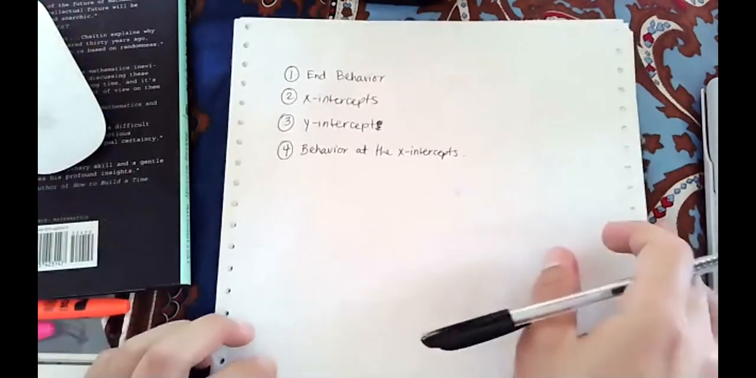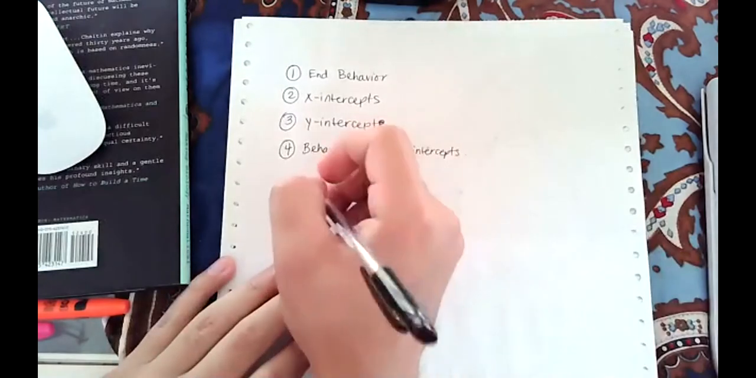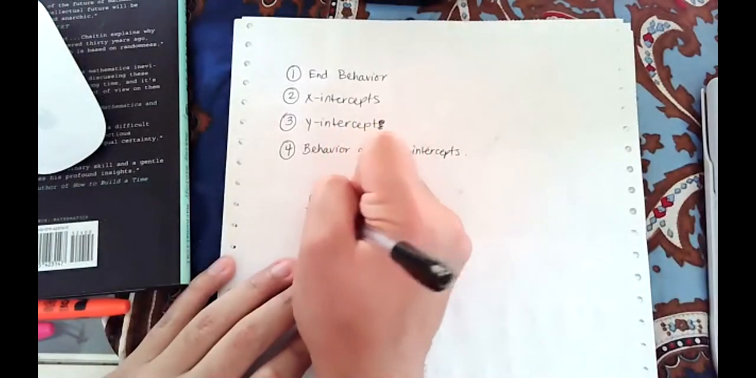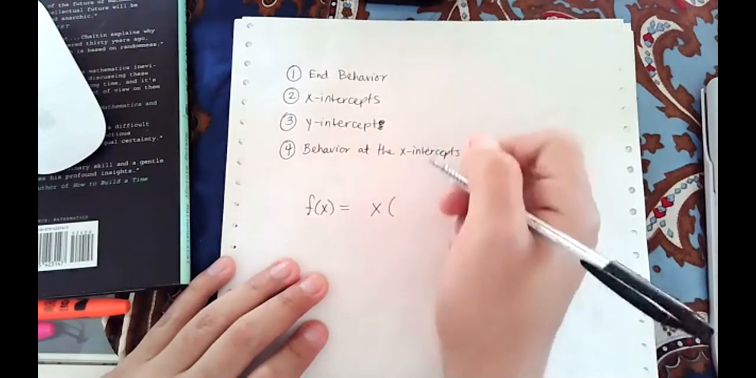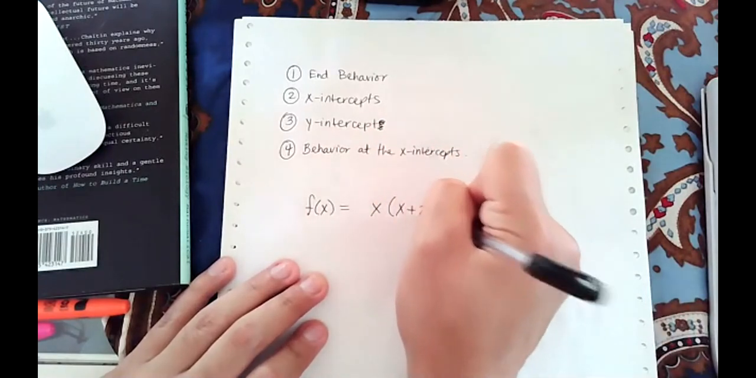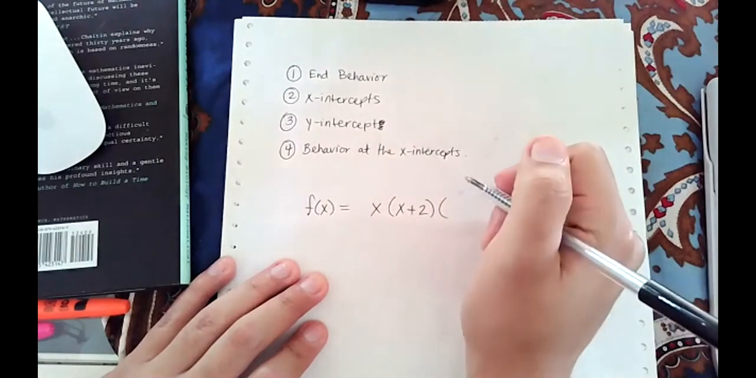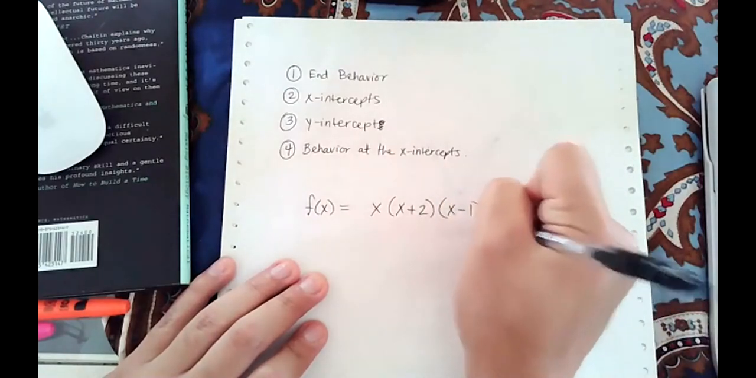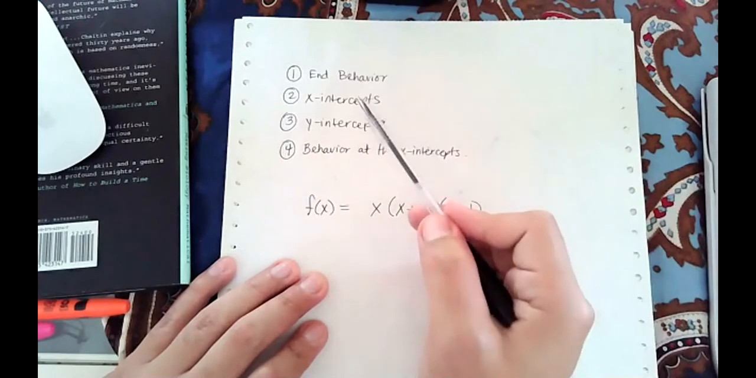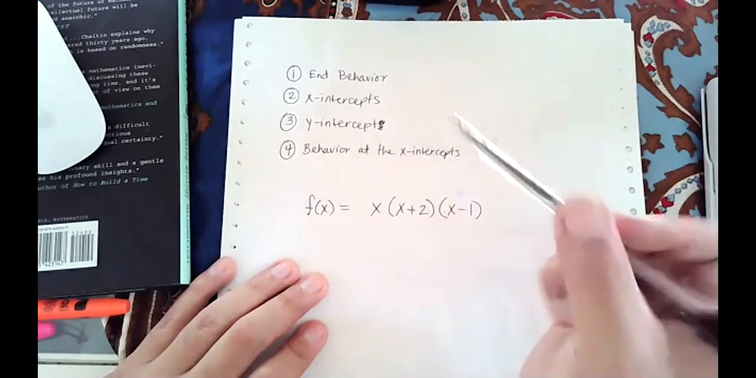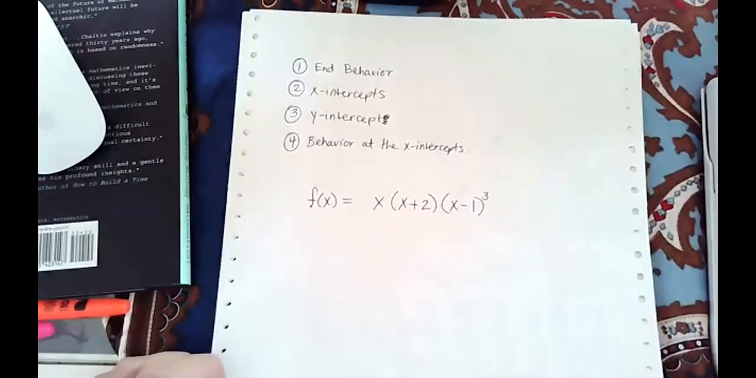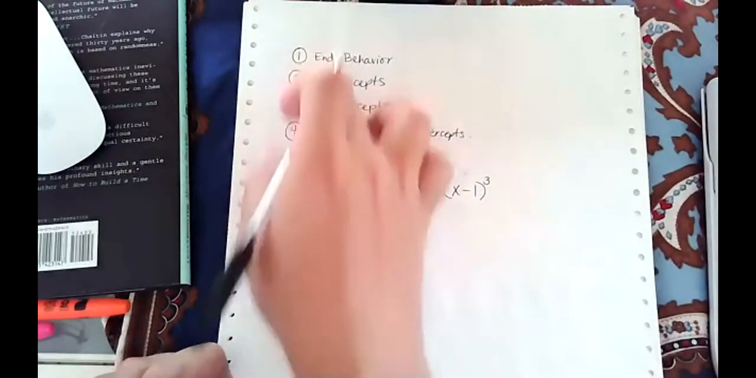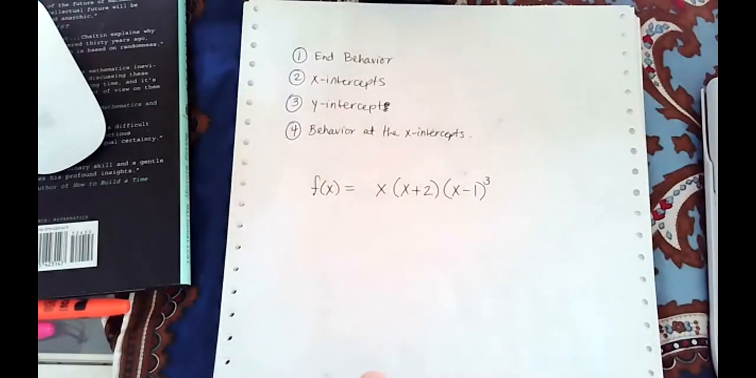So let's do this. I'm going to give you guys about 10 minutes. I'm going to give you this function, and it's already in factored form, so we don't have to factor it. But I want you to, in that time, figure these things out, and then we'll come together and draw a sketch of the graph. If you can find these things, then we'll talk about putting them all together. I'll give you guys about 5 to 10 minutes to do that.